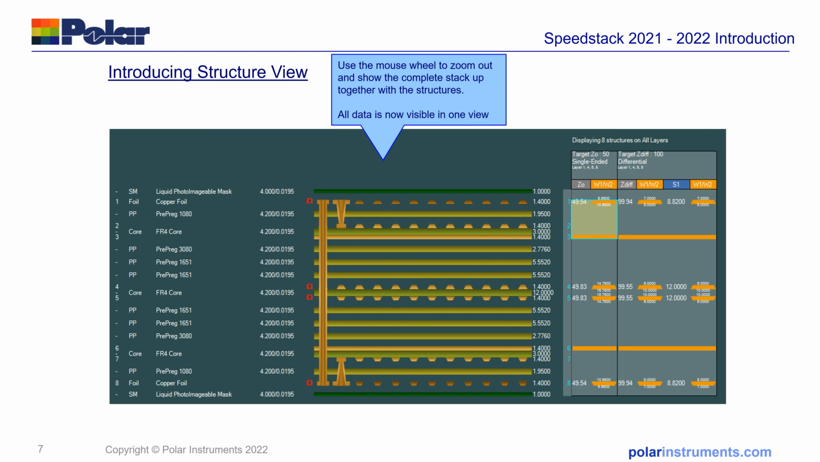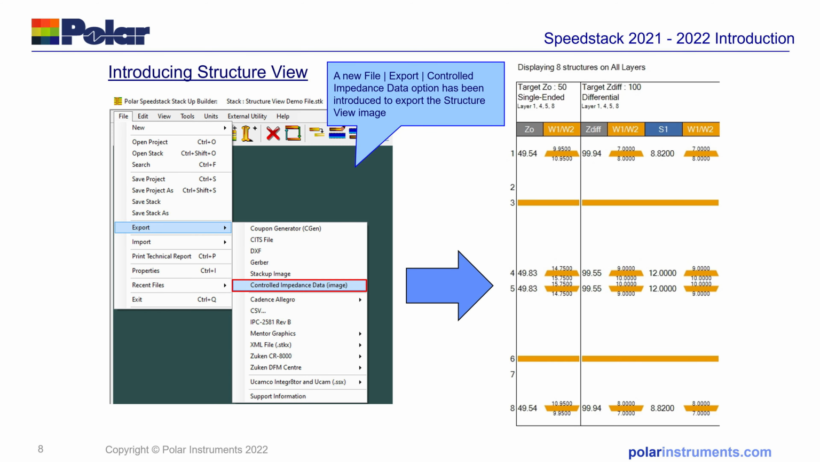You'll notice here that if you're used to Speedstack, I've switched to the 2D view. You can also view the stackup in 3D, but when you're using structure view, it's much clearer to select the 2D view of the stackup, and it sits well alongside the structure view information. If you like what you see in structure view, you can also export that as a JPEG. So in the file export, there's a controlled impedance data option that allows you to select the structure view image and export that as a graphic file, so you can use that in your documentation.